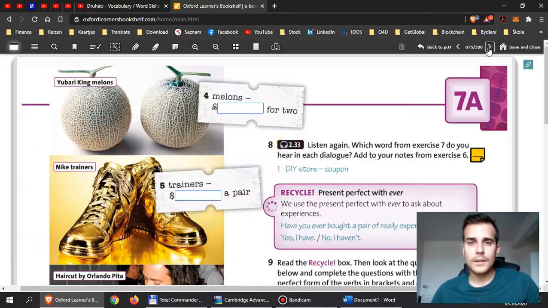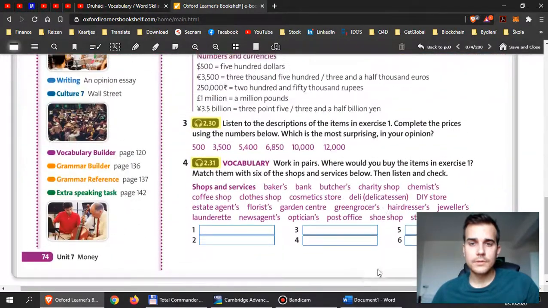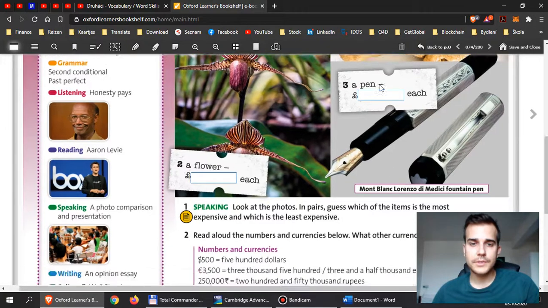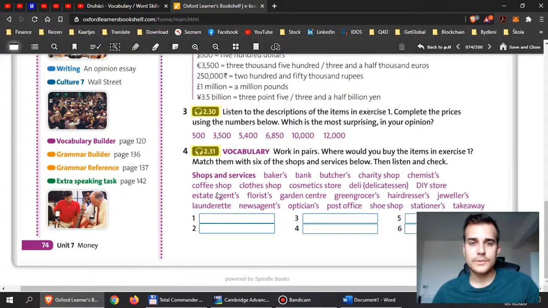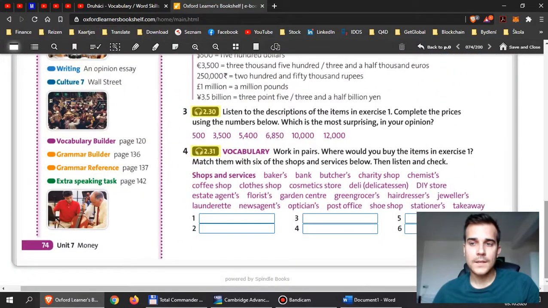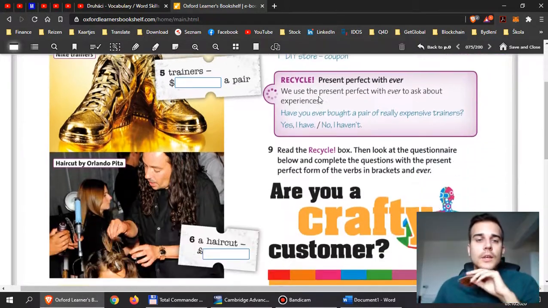Okay, so do this, gentlemen. All right, look at the pictures. When you listen, put the correct price in here, and then later on just think about in which shop you can buy these things.